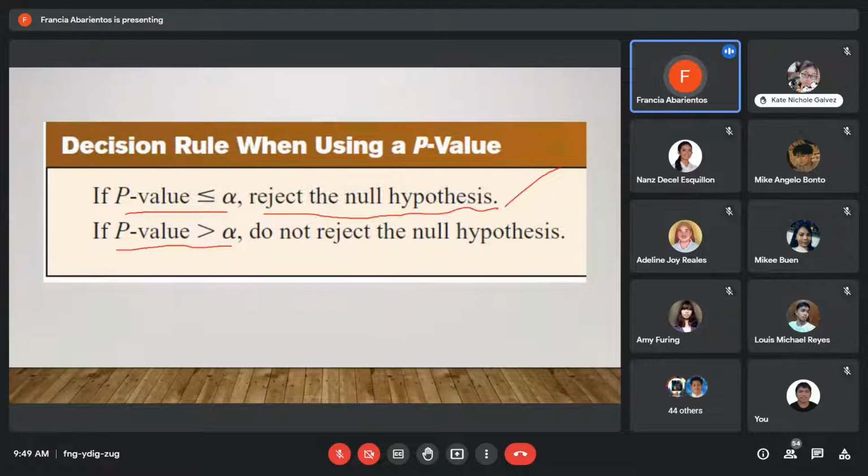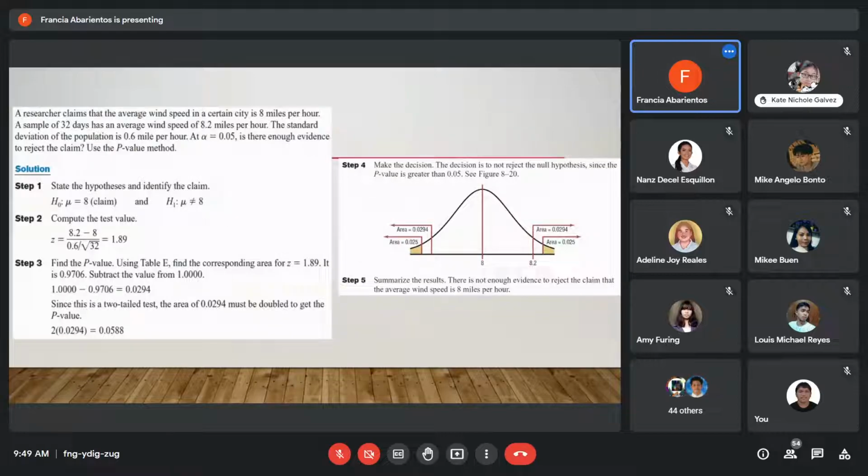So this is now the decision rule when having a p-value. Ayan. So this is another one, mas madali-dali, class. A researcher claims that the average wind speed in a certain city is 8 miles per hour. A sample of 32 days has an average wind speed of 8.2 miles per hour, and the standard deviation of the population is 0.6 miles per hour. At a given level of significance of 0.05, is there enough evidence to reject the claim?